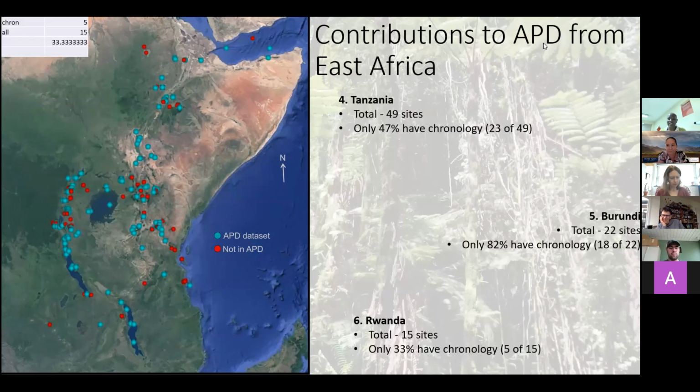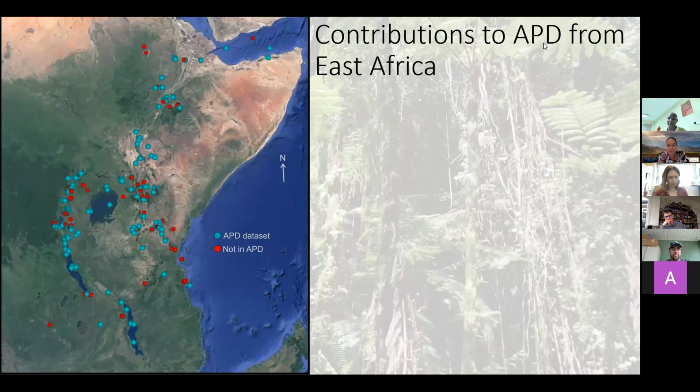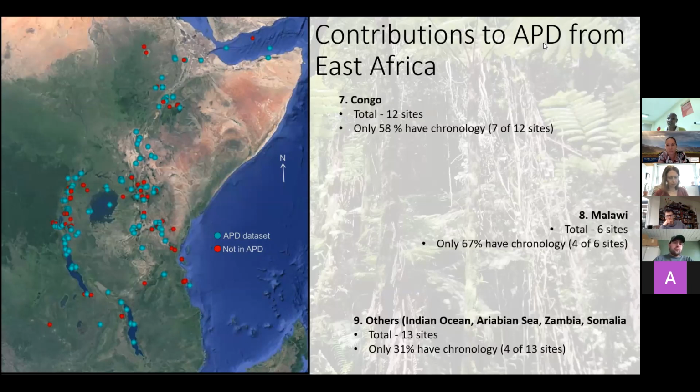In Tanzania, on the south side, we have 49 sites and 23 of them have a chronology. For Burundi and Rwanda, we have few sites that have been analyzed and uploaded into the APD. We also have Congo, Malawi and other sites like the Indian Ocean, marine corals and the Arabian Sea. All these have been uploaded, and the big message is that these datasets are available.